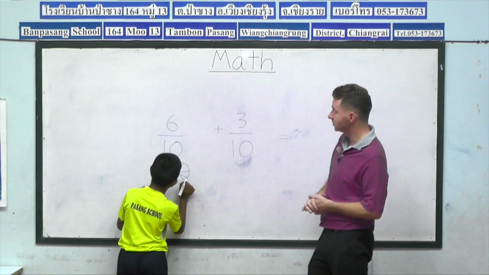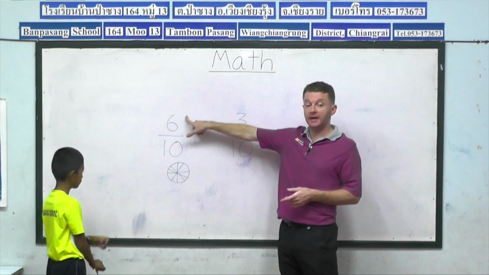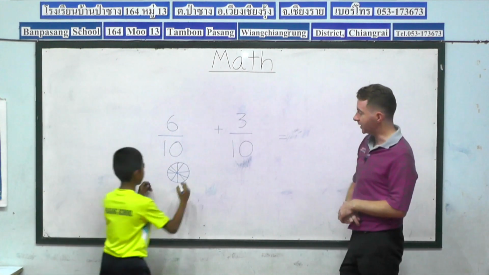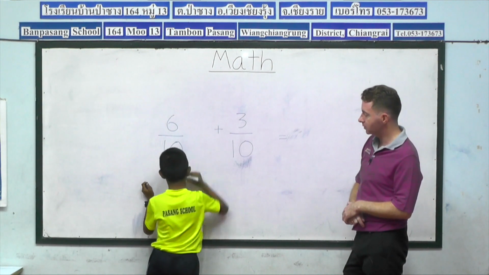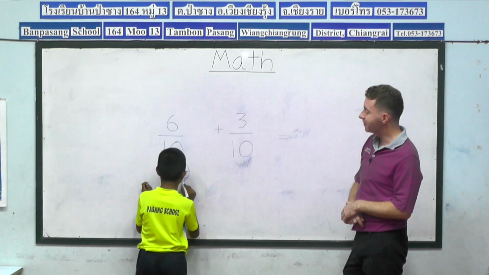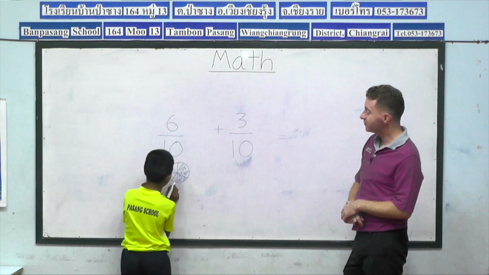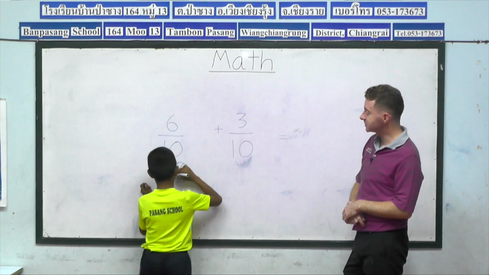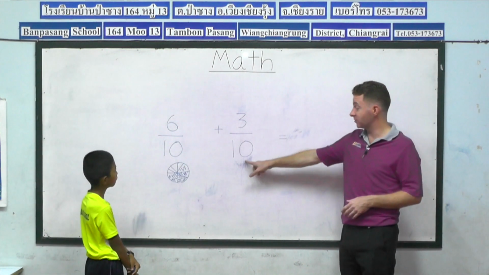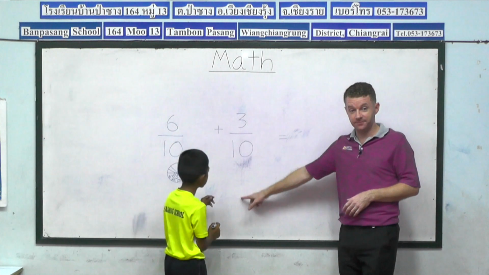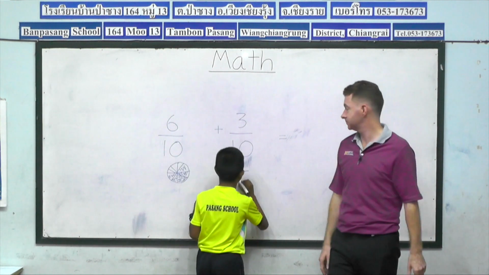Excellent, Pat, well done. But how many parts do we need to colour in? 6. So we can have 6 parts in blue. 1, 2, 3, 4, 5, 6. Excellent, well done, Pat. And now we need another circle with 10 parts again for 3 over 10.